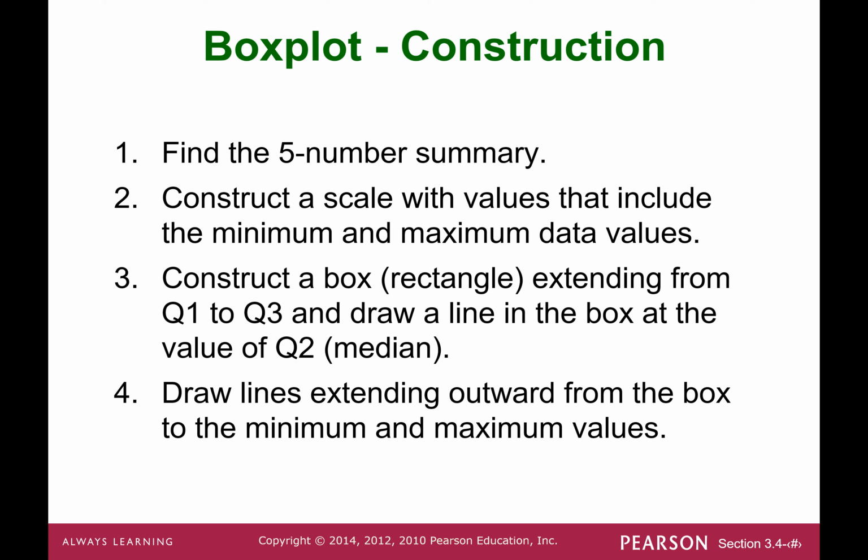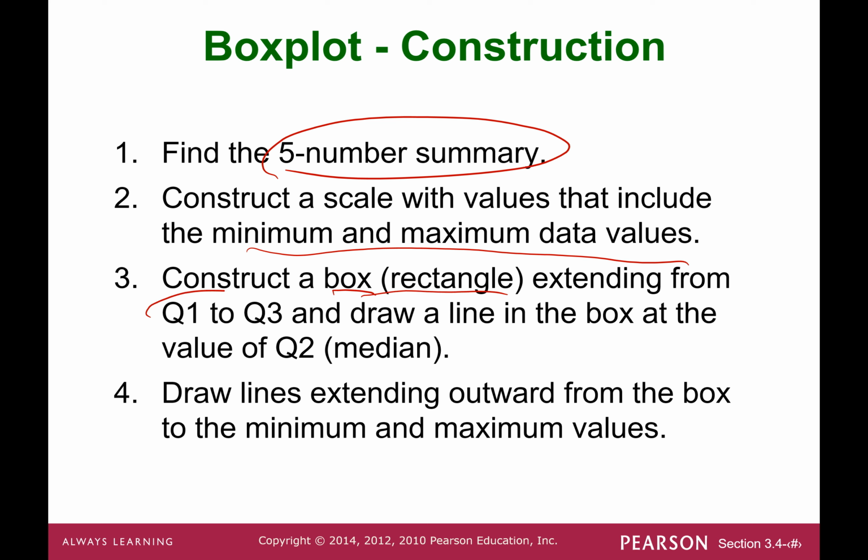So in order to construct the box plot, we start with a 5-number summary. So find those 5 numbers first. Then second step, construct a scale with values that include the minimum and maximum data values. And then we create a rectangular box extending from quartile 1 to quartile 3, and draw a line in the box at the value of quartile 2. After that, draw a line extending outward from the box to the minimum and maximum values.